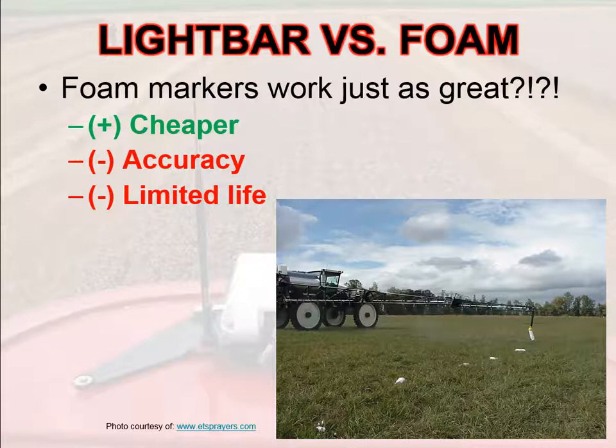If you look at that picture there of that sprayer with a foam marker, imagine if you have a sprayer with a 120-foot boom.